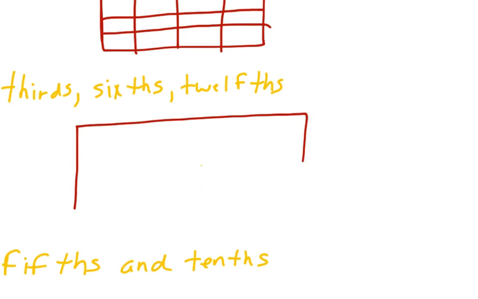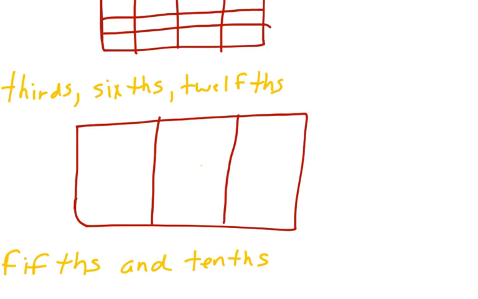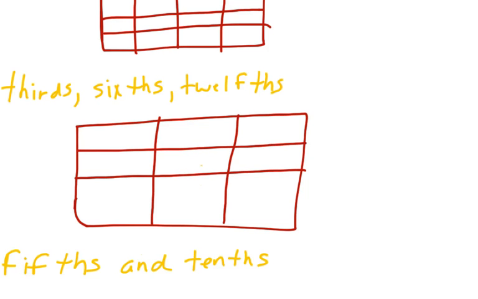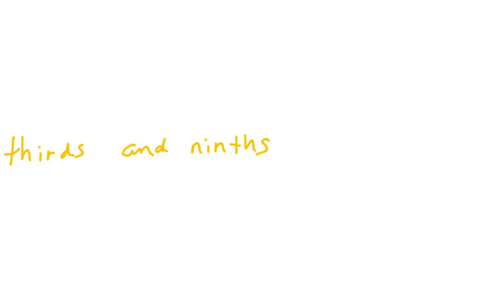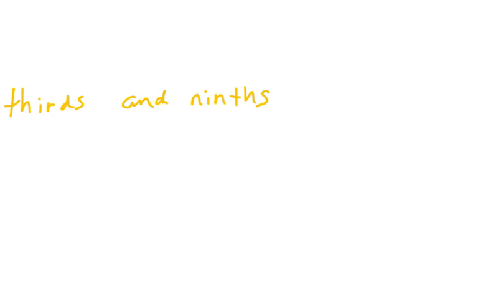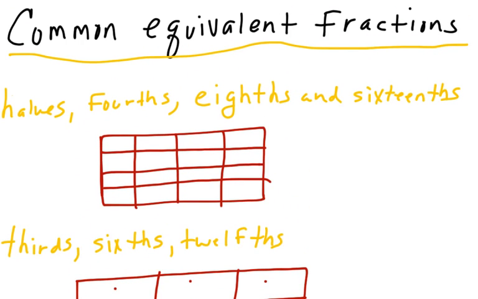Let's look at one more. A third. We can split it into 3 pieces. Then we can split it in half into 6 pieces. Then we can do the same thing again by splitting it into 12 pieces. 1, 2, 3, 4, 5, 6, 7, 8, 9, 10, 11, 12. Other common equivalent fractions are fifths and tenths, and also thirds and ninths. We will look at some of those in class.